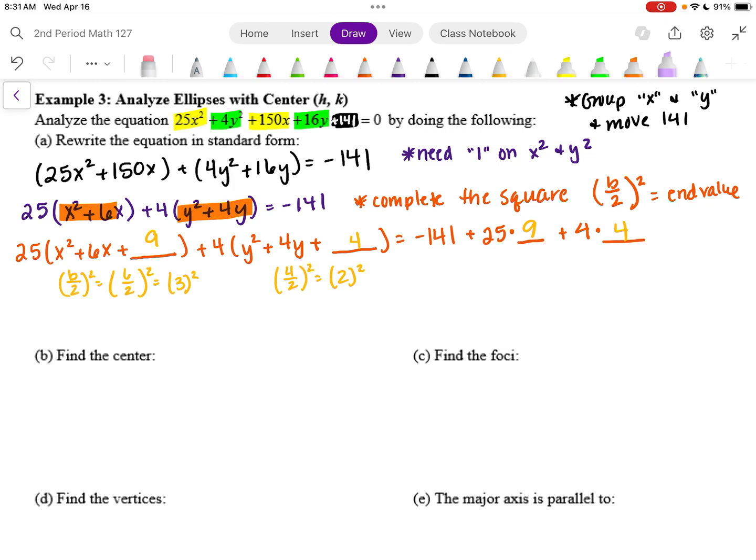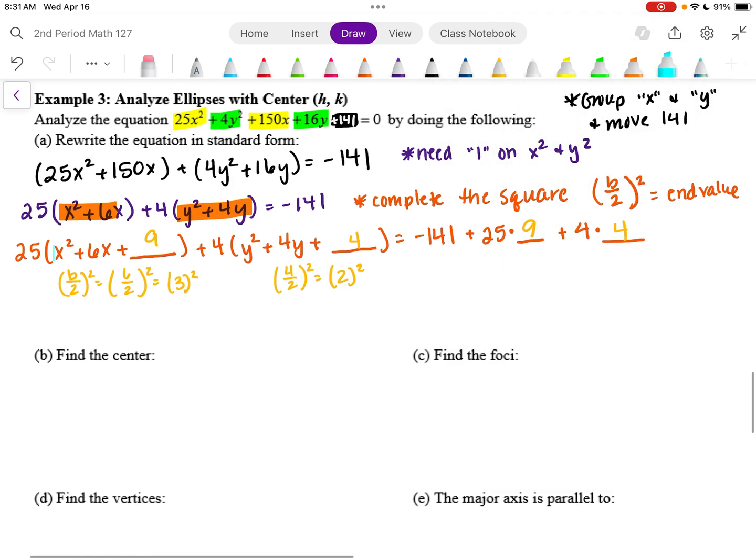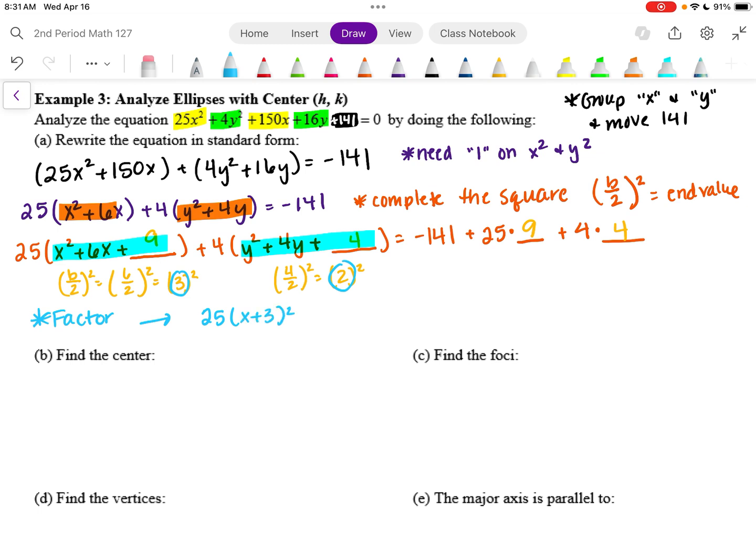My next step essentially is to factor these, but they should factor into perfect squares. So they should factor, if you've done it right, into this number. What multiplies to give you 9 that adds to give you 6? Well, that's 3 and 3. What multiplies to give you 4 that adds to give you 4? That's 2 and 2. So then we can write this as 25 times (x plus 3) squared plus 4 times (y plus 2) squared.